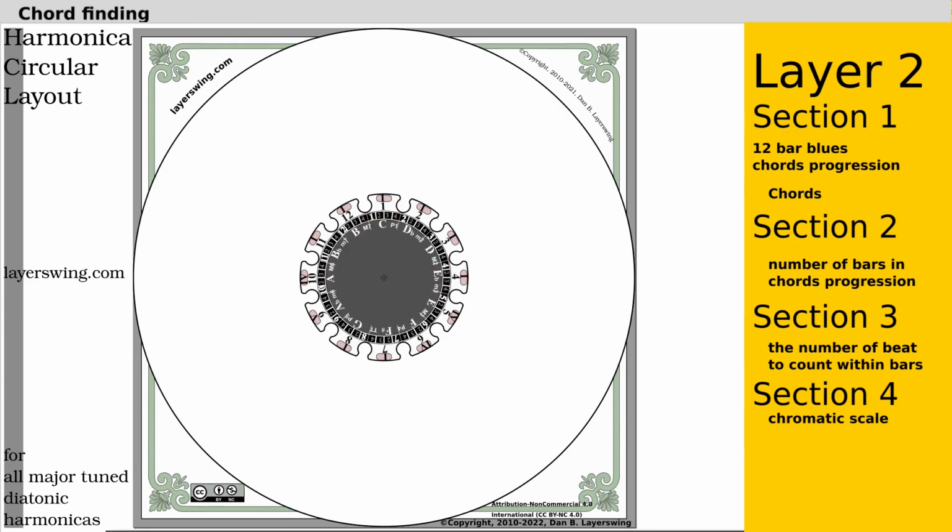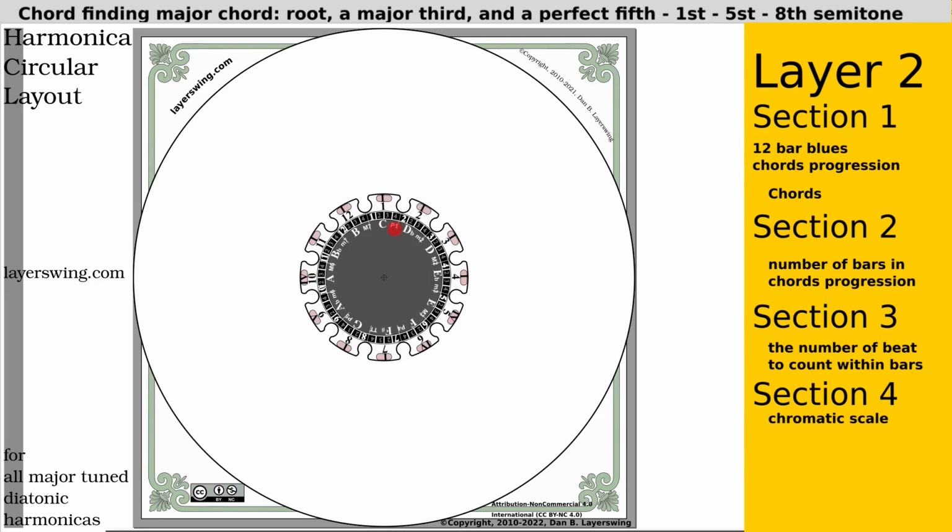Chord finding. Example, a major chord has a root, a major third, and a perfect fifth. For C major, this will be C, E, G. For example, for A major, this will be A, D flat, E.